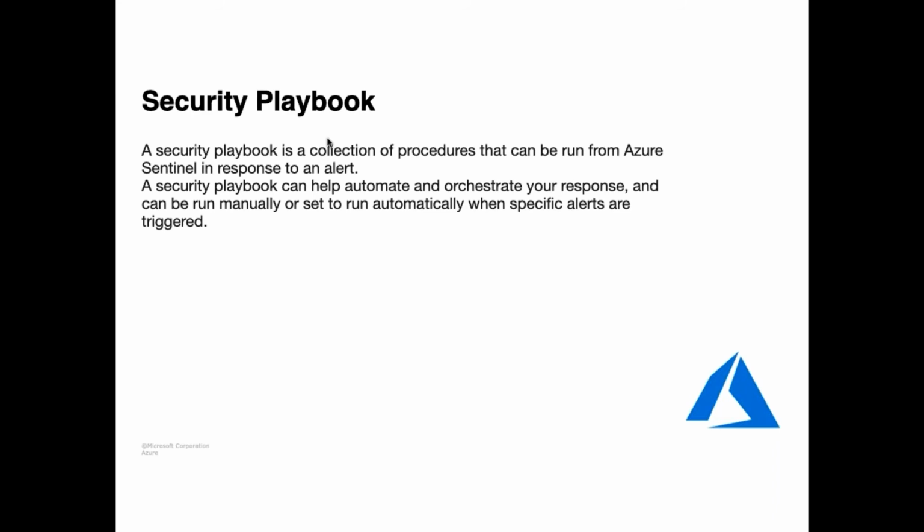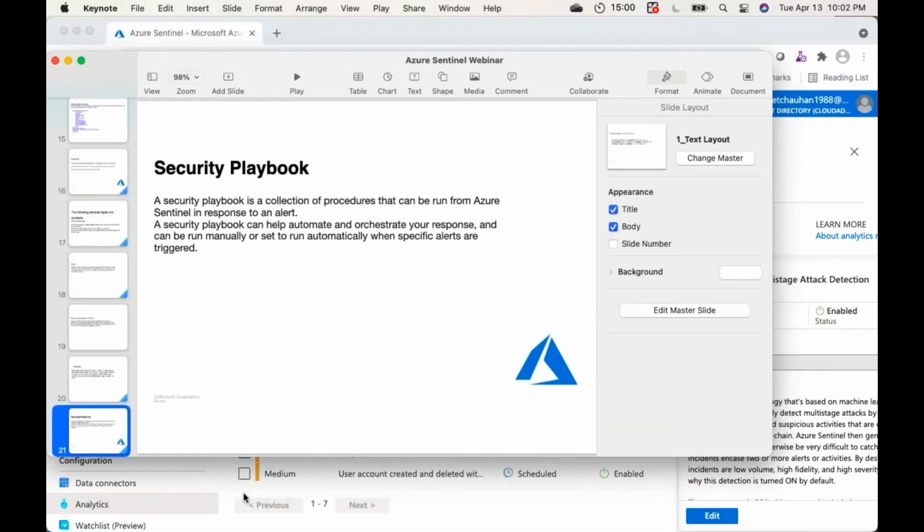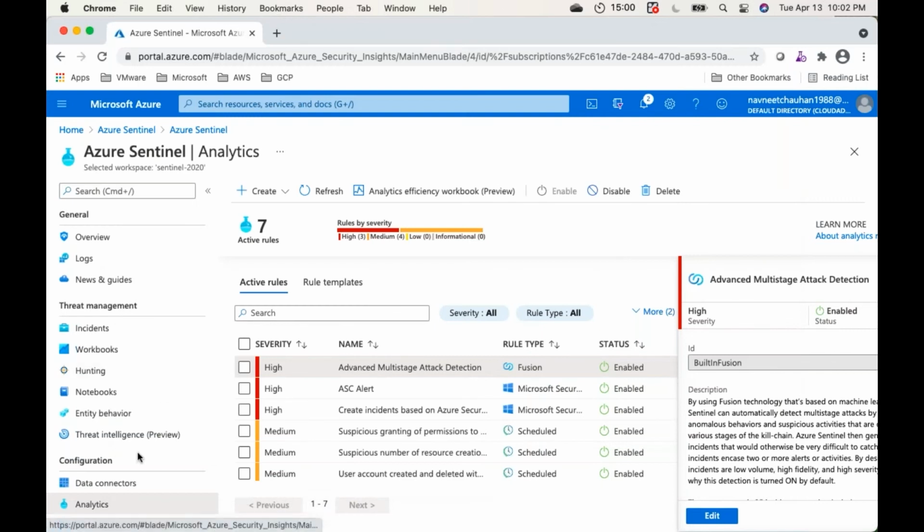Based on an alert being generated, we can use the playbooks to respond to that alert as well. So if the incident is triggered, a playbook can be executed, which is an Azure Logic App, like I said, and it can remediate or be used for notification or for any purpose.